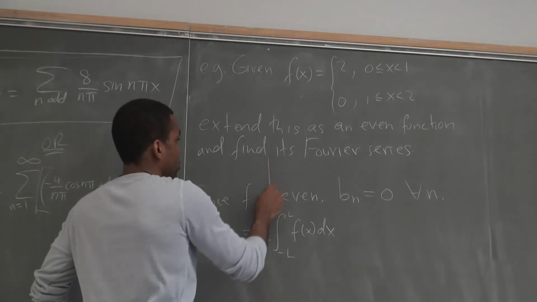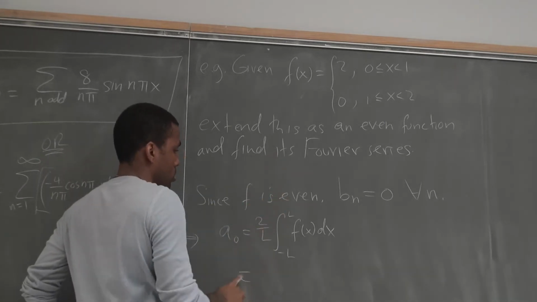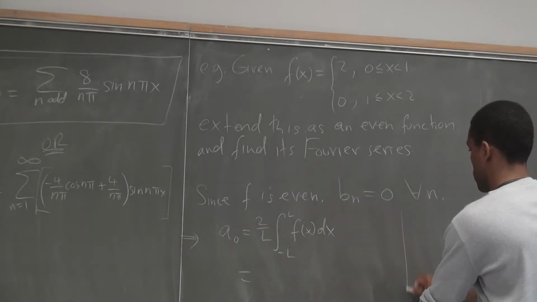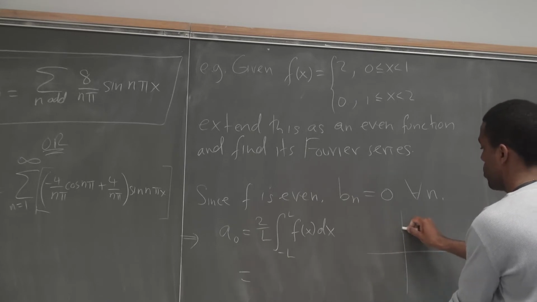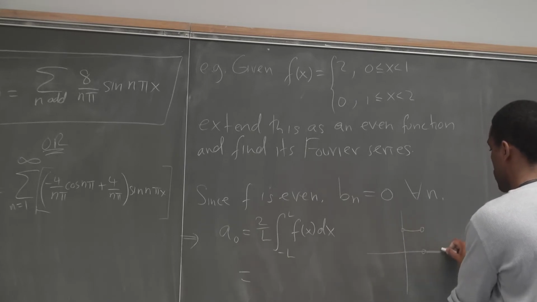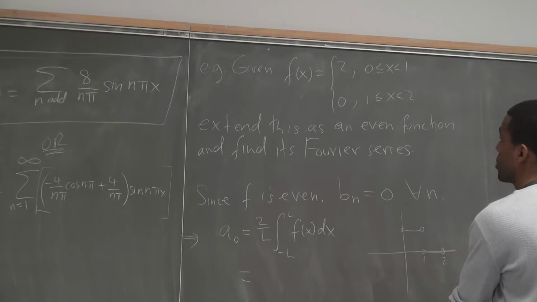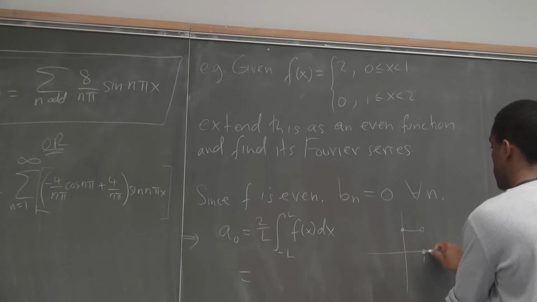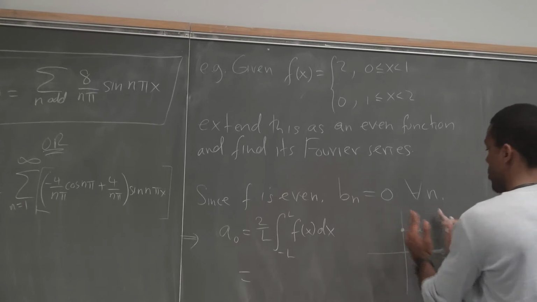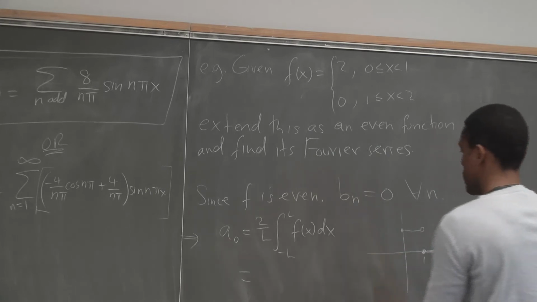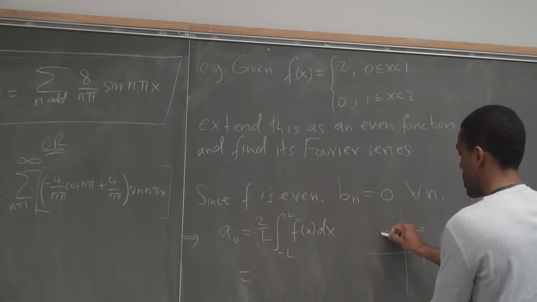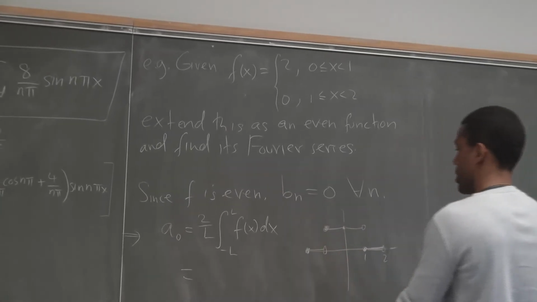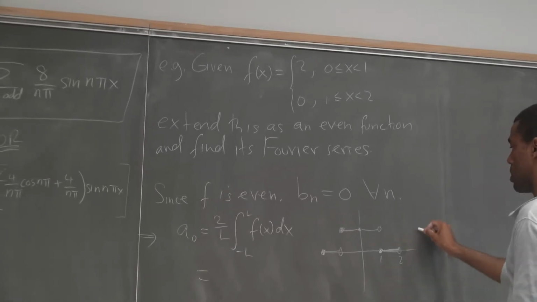What does this function look like? It's 2 from 0 to 1, and it's 0 from 1 to 2. So it looks like this, and then it looks like that. This is half the period. This thing I'm going to want to repeat over here in such a way that it's even, which means it's going to connect here, and then continue like that. And so this thing is going to keep branching off.